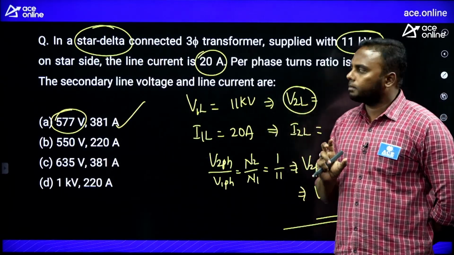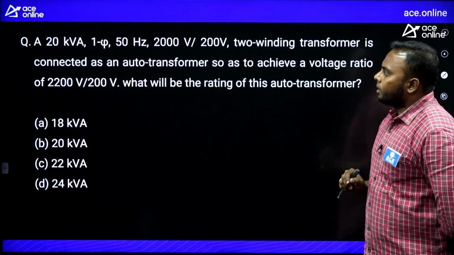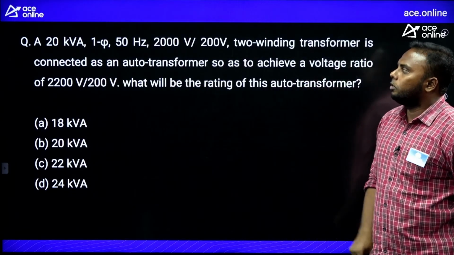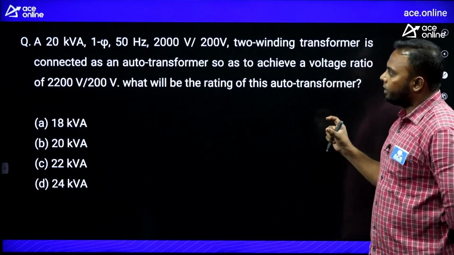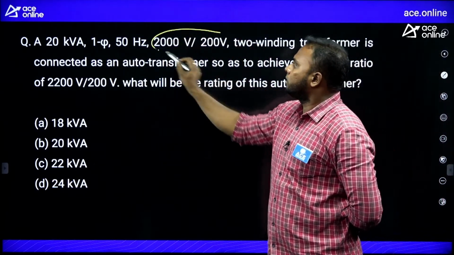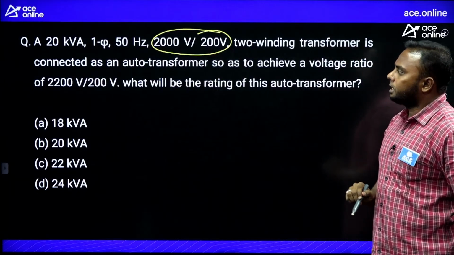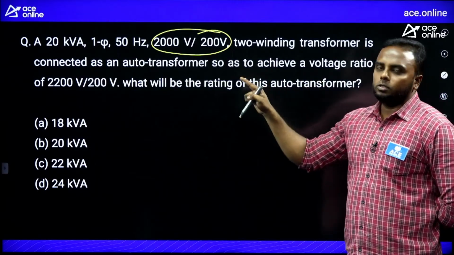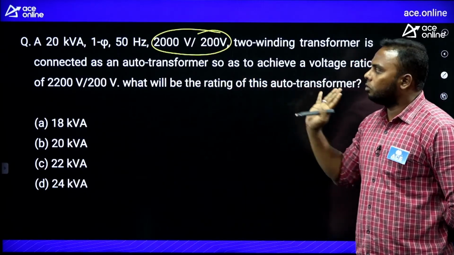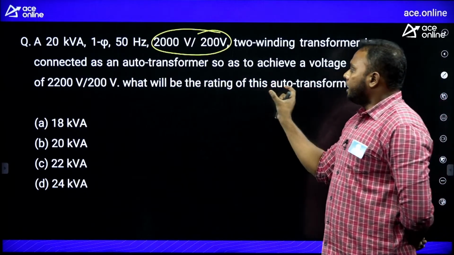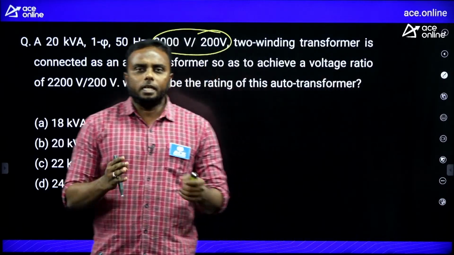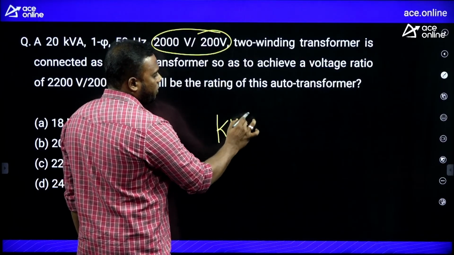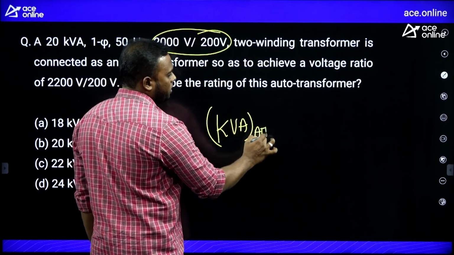First check the options. Next, a 20 kVA, this is from auto transformer: a 20 kVA single phase 50 Hz 2000 by 200 volt two winding transformer is connected as an auto transformer so as to achieve a voltage ratio of 2200 by 200. What will be the rating of this auto transformer? We have to find the kVA rating of the auto transformer. What is the formula for this?